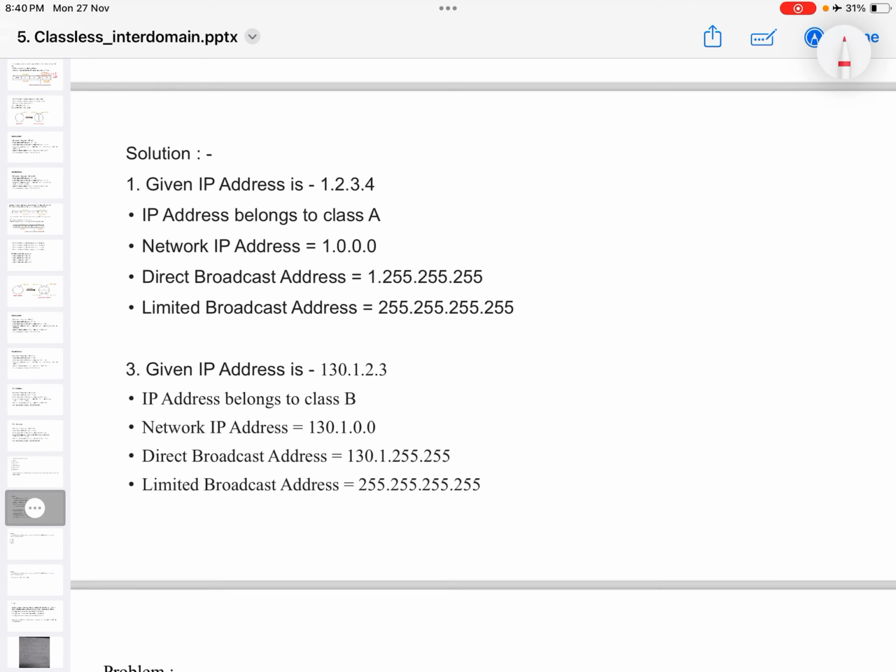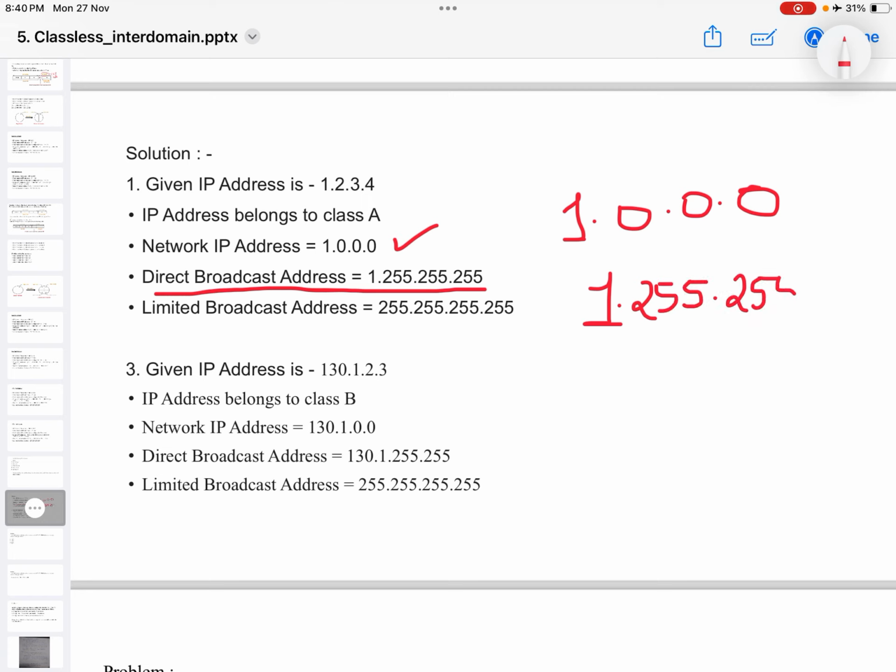So given an IP address, find the network IP address. So you get 1.0.0.0. For the direct broadcast address, keep the net ID bits as they are and the host ID bits will be replaced by all ones. So you get 1.255.255.255. The limited broadcast address will be 255.255.255.255. This belongs to class B.